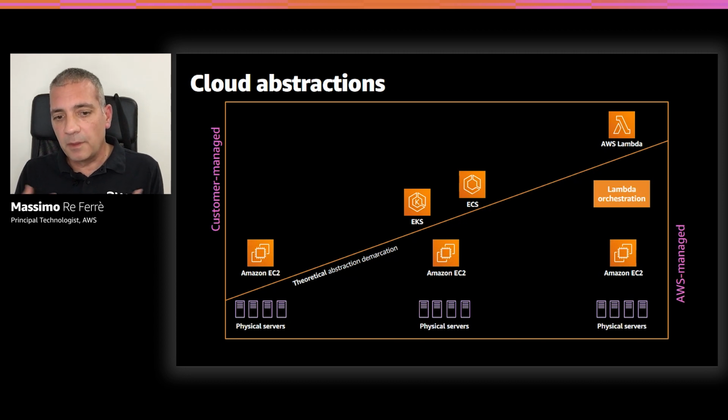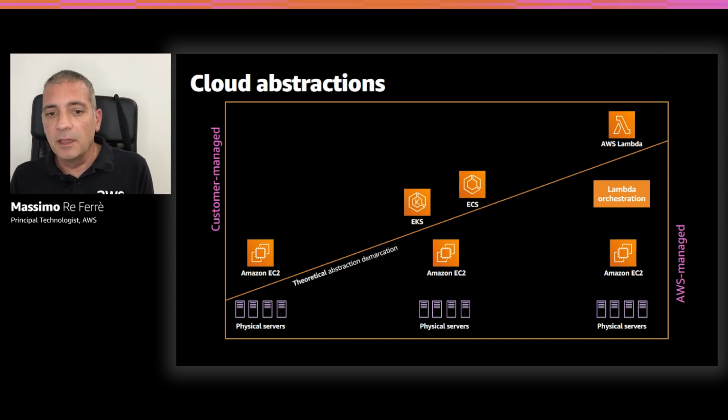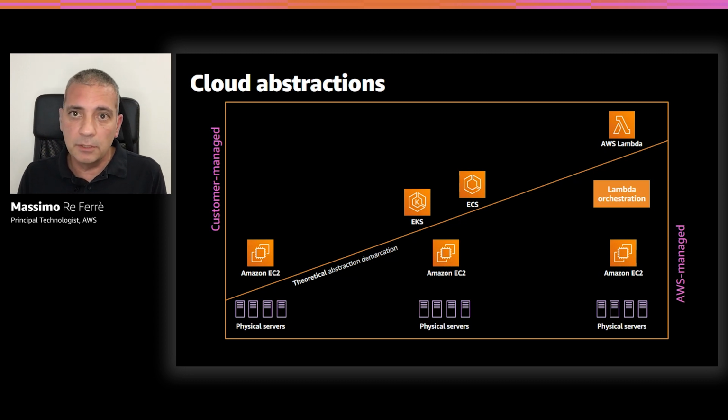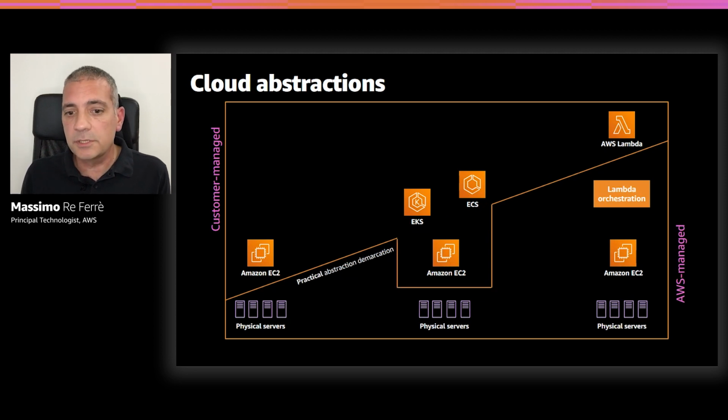The reason for which I'm referring to this line as the theoretical abstraction demarcation is because, based on what we have said so far, this is just theoretical. The practical demarcation line is different, and it looks something like this. So in order for you to be able to run containers, if that's the abstraction that you opted to use on AWS, you're asked to have a cluster of x86 Linux servers to run those containers on. So we're breaking that rule of abstractions should not leak.